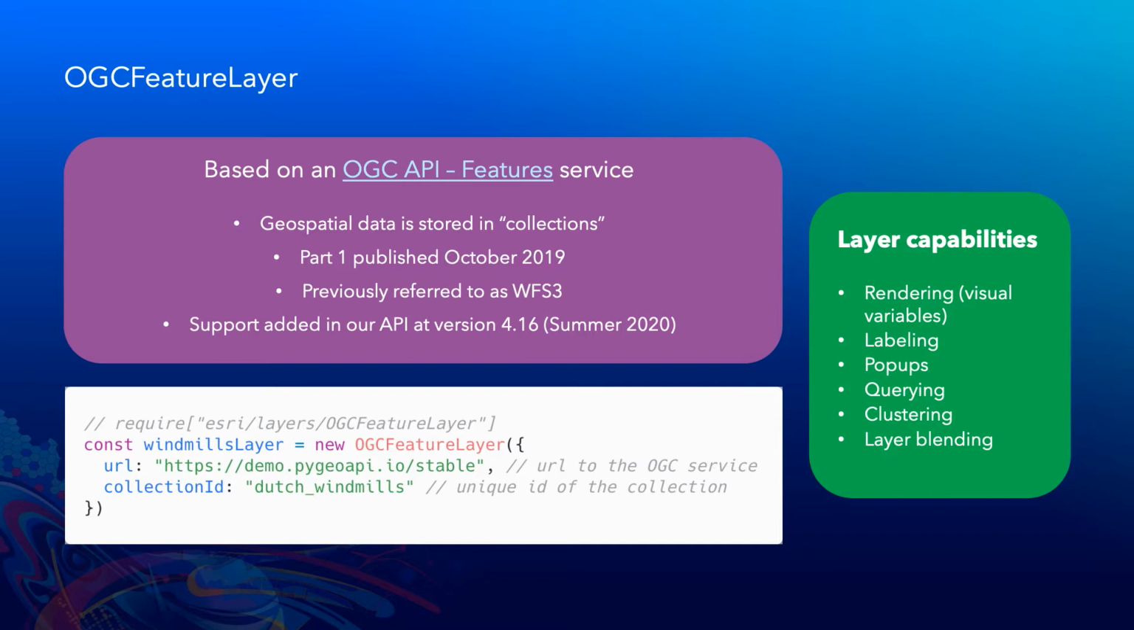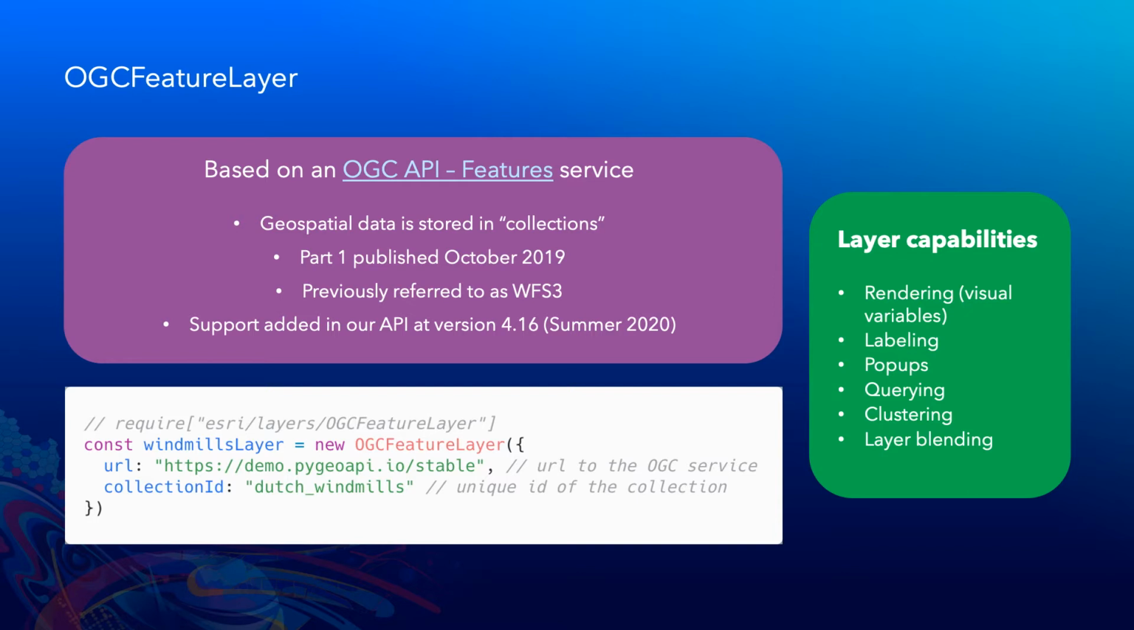So today we're going to focus on the OGC feature layer, which gets its data from an OGC API feature service. This is one of the newer OGC data services. Part 1 of the specification was just published in October of 2019, and we added support for this in our API this past summer. The service is comprised of geospatial data stored in collections, and it was previously referred to as WFS3 before it was published. So if you're familiar with WFS, then this is similar.